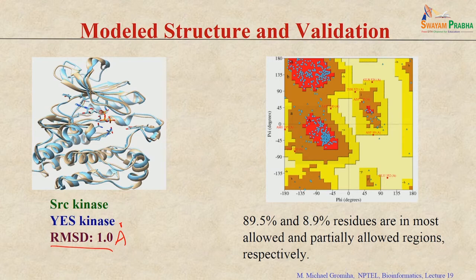You can see the dots, right, which are mainly in the alpha helices and in the beta strands. And we see about 80 to 90% of these residues are in the allowed region, and about 9% are in the partially allowed region, right. In this case, you can see the model is reasonably good and you can trust this model for other applications. So, here the sequence identity is very high.